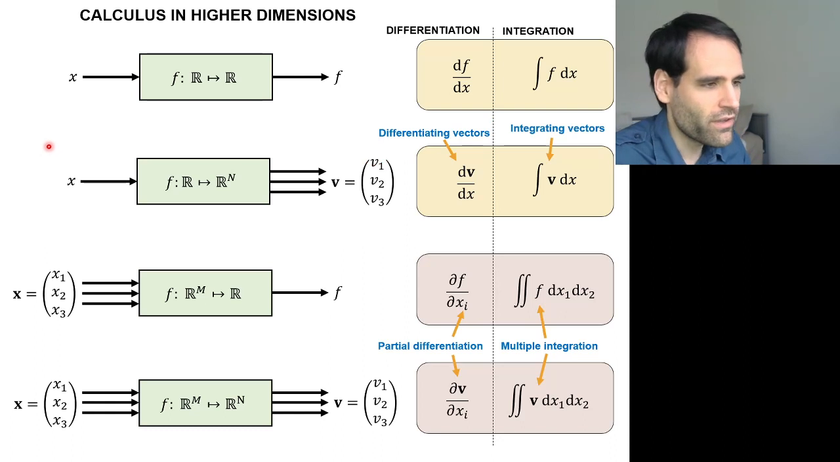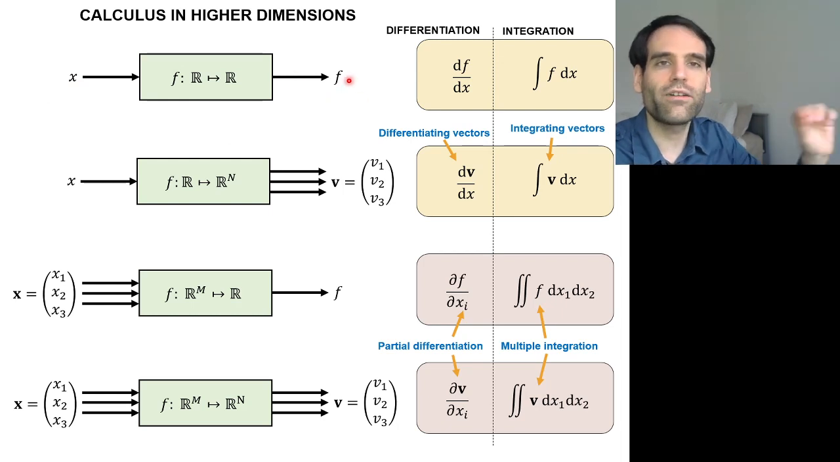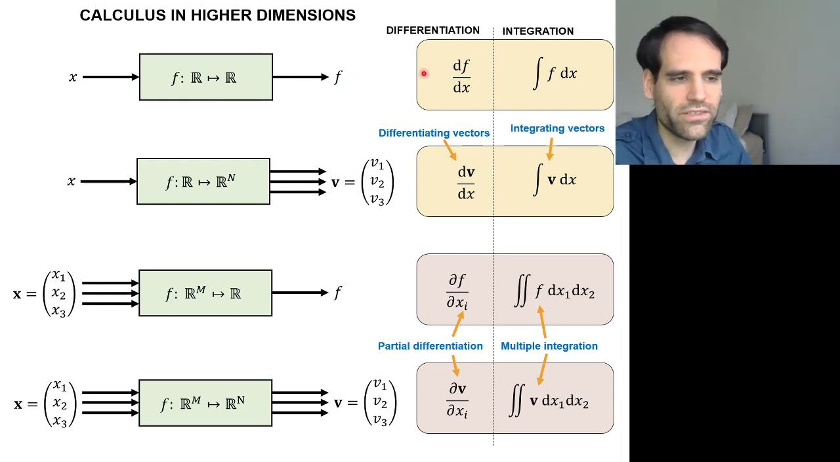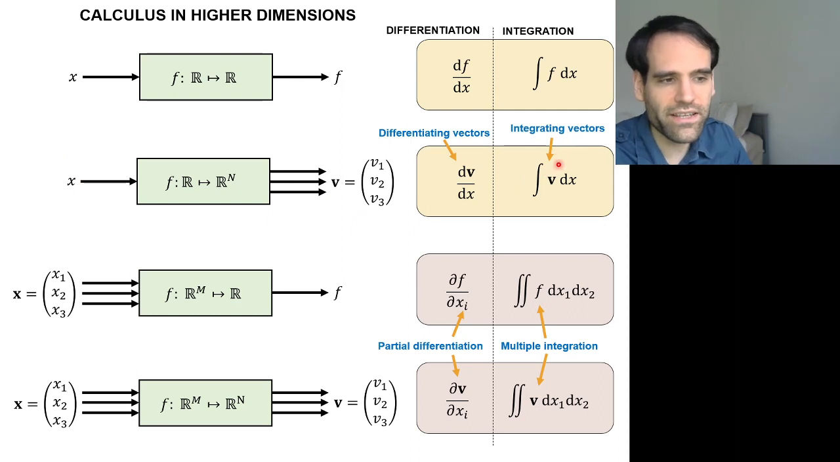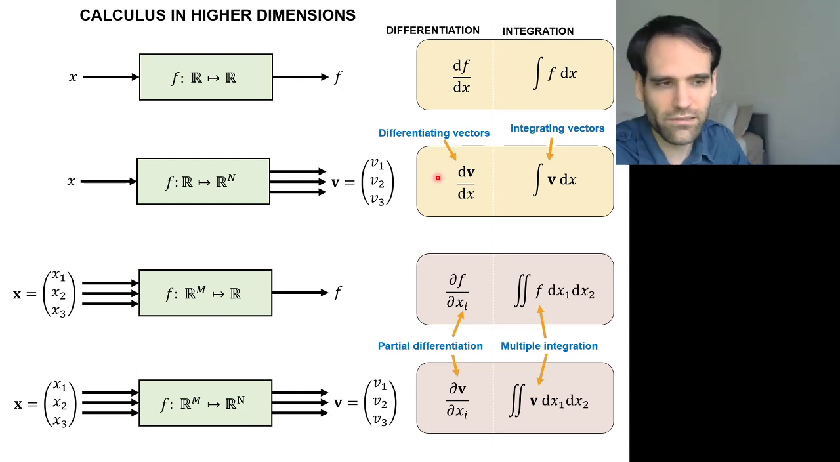Remember last semester you were seeing functions f of x. So x is a scalar input and f is a scalar output. And you learned how to do differentiation of f of x. Now in the last chapters we saw when you have a vector that depends on a variable x or t or whatever, then you can also do differentiation of vectors and even integration of vectors, and it was very easy. You had to do the differentiation or the integration of each component of the vector. So this was relatively straightforward.